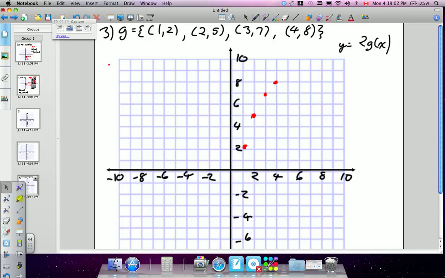Okay? So what they want you to do is essentially, whatever your answers are to g at x, plug in the value of whatever your x is for the g, and then multiply it by 2. That's what this 2 is standing for here. So in our first function, our y value is equal to 2 times g at x.